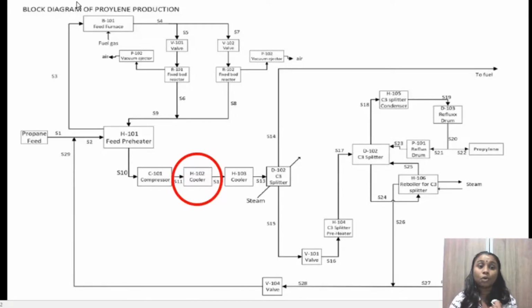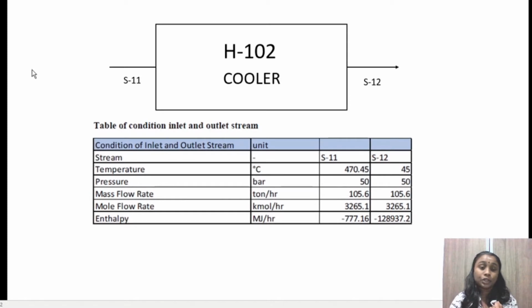At this point, I would like to share the block diagram of the propylene production that we had done previously in milestone 2. We are assigned to do the calculation for the H102 cooler. This is the enlarged H102 cooler. Stream 11 is the inlet and stream 12 is the outlet. This is the table of the inlet and outlet stream conditions, which is very useful for the next part, the calculation of the heat exchanger. The table contains temperature, pressure, mass flow rate, mole flow rate, and also the enthalpy of stream 11 and stream 12.